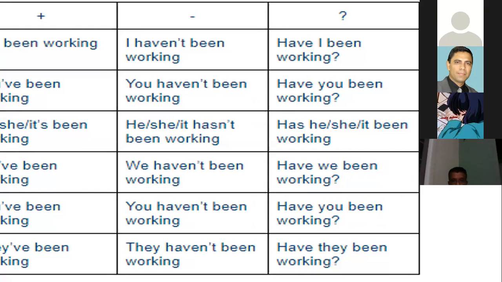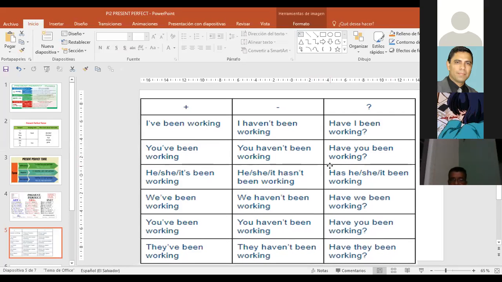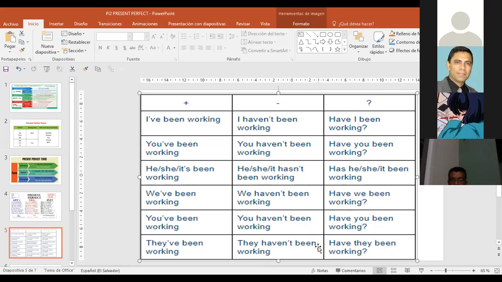You say, I've been working for the affirmative, and for the negative you say, I haven't been working. For the question you say, have I been working? Let's see. And here I have with the other personal pronouns. For example, you've been working. You haven't been working. Have you been working? He, she, it, it's been working. He, she, it hasn't been working. Has he, has she, has it been working?